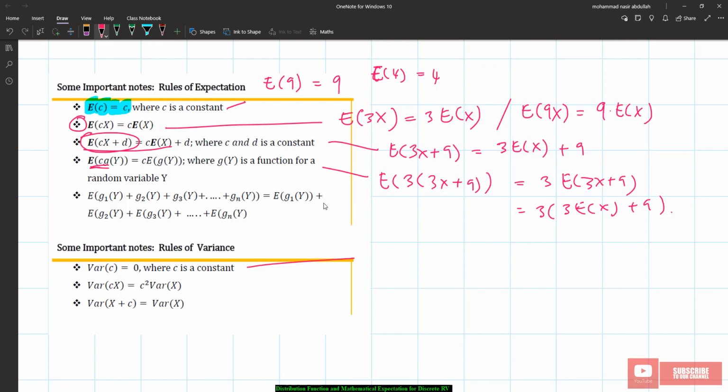So now, let's look at the variance. When we have the variance of a constant, the variance of 3 is always equal to 0. The variance of 9 is also equal to 0. The variance of any number is equal to 0. Any number without the variable is equal to 0.